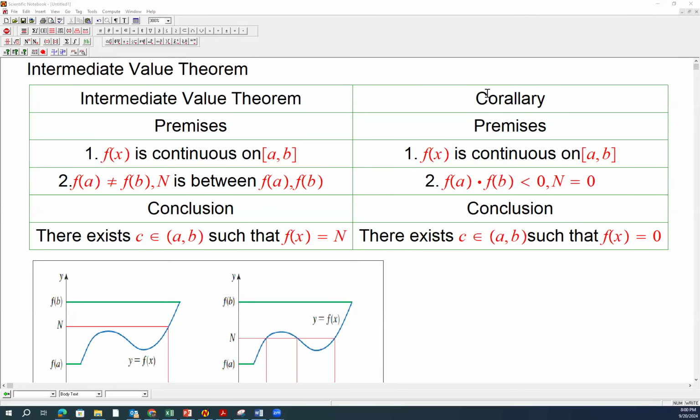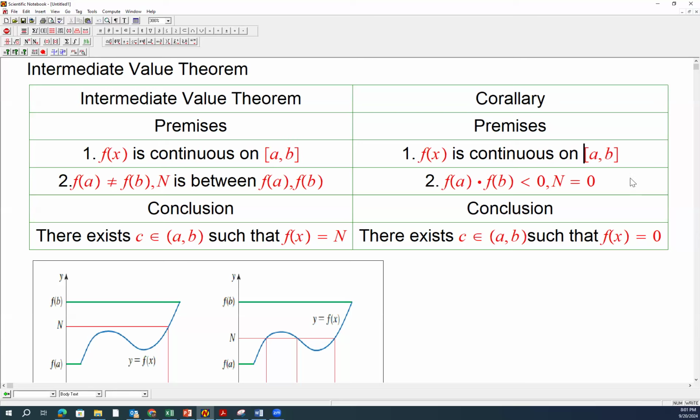Hello, everyone. In this lesson, I wish to go over the intermediate value theorem again, in comparison with its corollary. When you work on this kind of question, it really doesn't matter which one you quote, because either one works. The corollary is a special case of the intermediate value theorem. In your proof, you must mention that the function is continuous on the closed interval. This must be mentioned, okay?